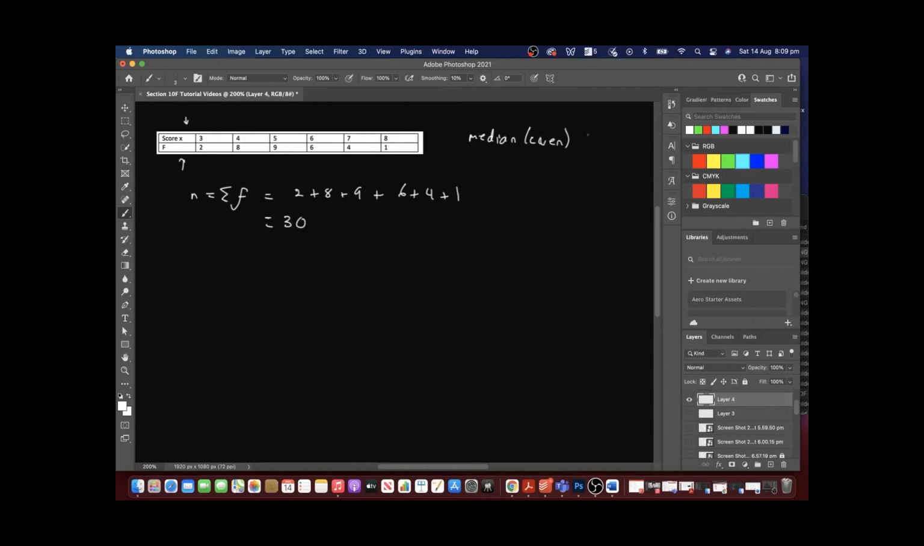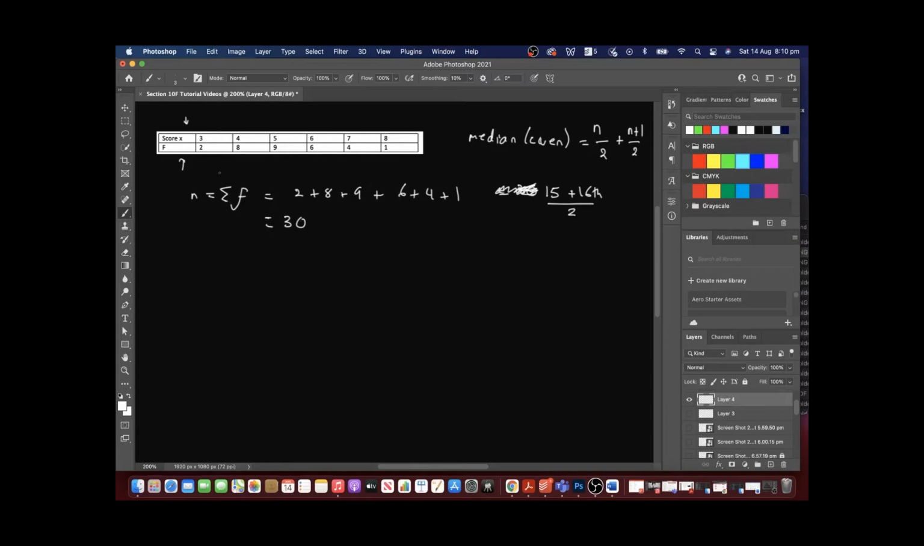We take our n, divide it by 2, which is equal to 30 over 2, equal to 15. And then we get the next data point over, so the 15th and the 16th value, and we take the average of them. So the 15th and the 16th value, and we divide it by 2. So what about the 15th and what about the 16th value?